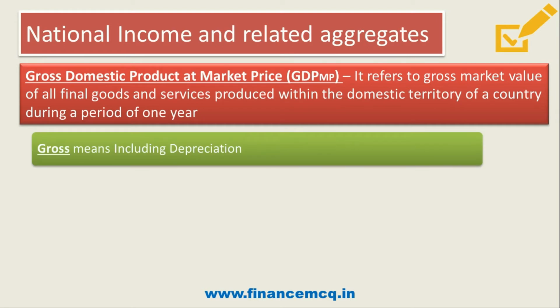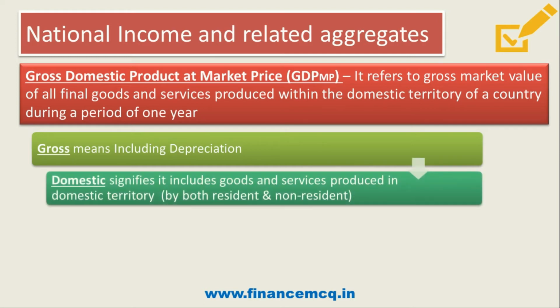And friends, here gross means including depreciation. So if we use the word gross, by default it includes the depreciation also. Then domestic signifies it includes goods and services produced within the domestic territory by both residents and non-residents. Suppose a non-resident is producing any goods and services in the domestic territory, then it will also be included in the domestic product. Like if a Chinese company, say Xiaomi, is making mobile phones in India, though it's a foreign company and they might be a non-resident, whatever they are producing will be a part of GDP at market price.